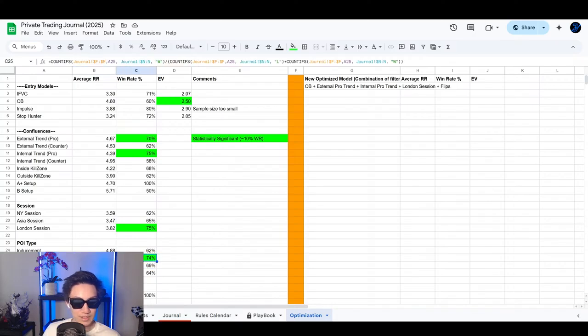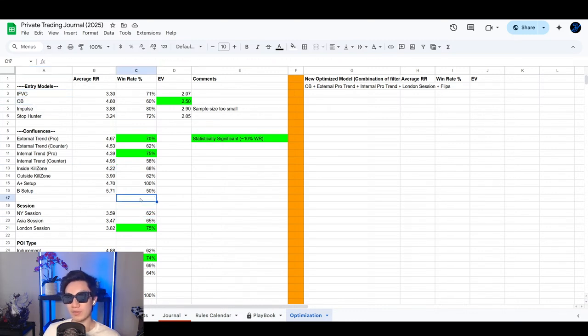Now, this is where training data does get a little complicated, because what if you're taking majority OB entry models at the flips? And what if majority times at the origins you're taking IFGs? That would be too much data. That's probably going to take too long to look into in terms of data, unless you guys can think of a solution for that. I can't think of one off the top of my head right now.